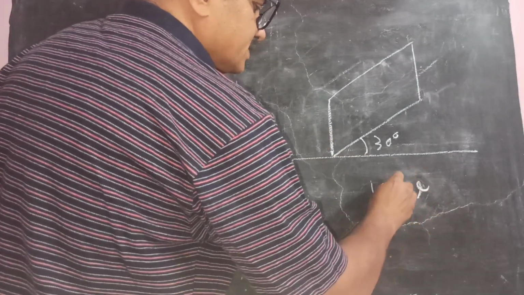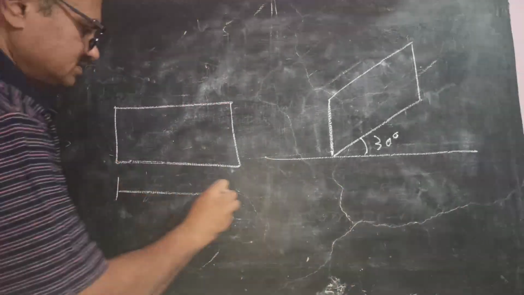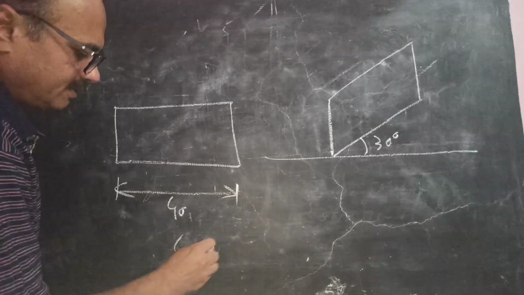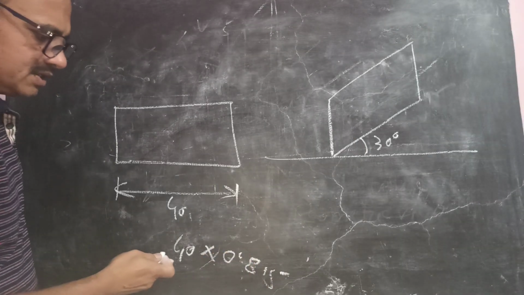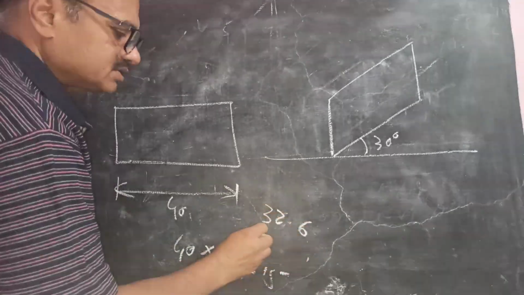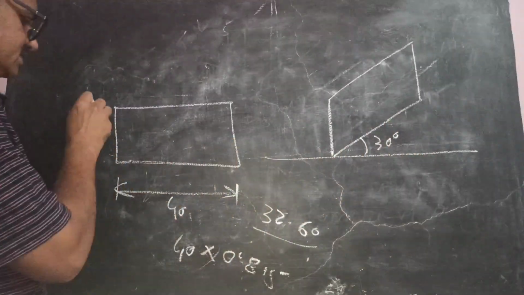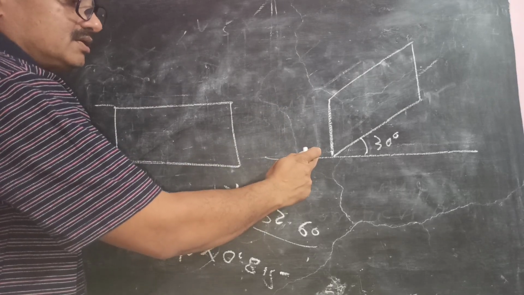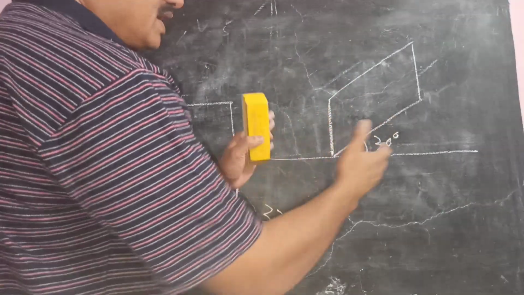I am always repeating it because you have to keep it in your mind: whenever we are drawing a projection, if this is given as 40, you have to multiply this 40 by 0.815. So it will be reduced to 32.60. So this length will be reduced to 32.6. If this height is say 10, this will be reduced to 0.815 centimeter. So that will be a smaller diagram. So the projection will be a smaller diagram than the view.